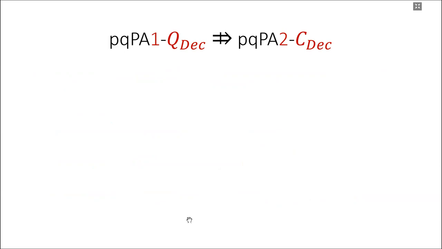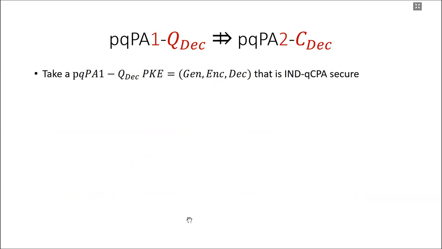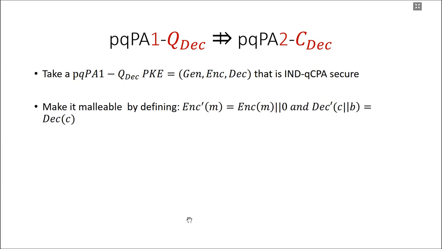In order to show that a notion with quantum decryption queries, like PA1 with quantum decryption queries, doesn't imply PA2 with classical decryption queries, we take a public key encryption scheme that is PQPA1 QDEC and is QCPA. Then we make this encryption scheme malleable by defining a new encryption oracle that maps M to the encryption of M with a zero added to the ciphertext. We also define the decryption prime to decrypt C with the last bit dropped.